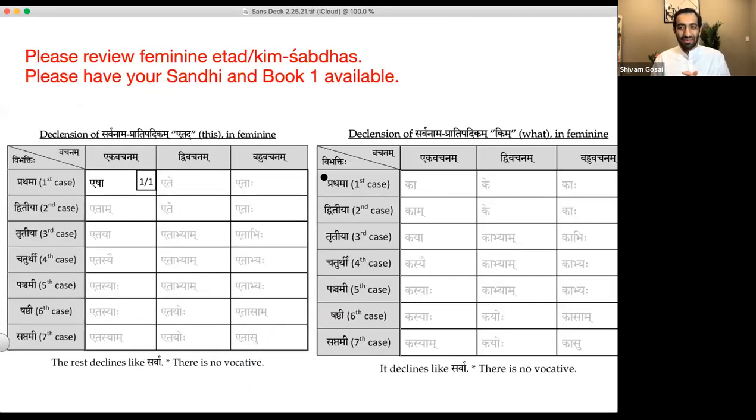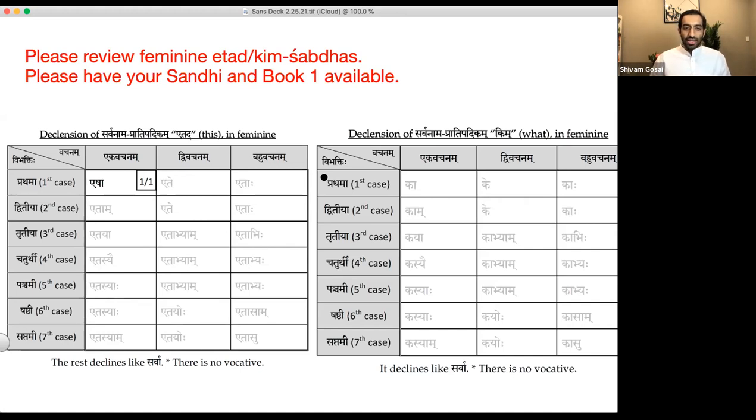Just looking back to what we did in our last class, we were talking about etad and kim. Both of them are up on the screen there. We can start off by practicing those, and then keep moving forward. This is in our book 1. You're also going to need your Sandhi book available for what we were doing, Murdhanyatva-sandhi. You can have that ready as well.